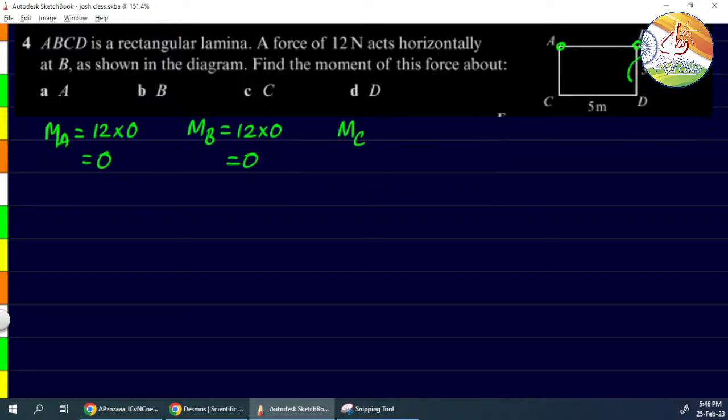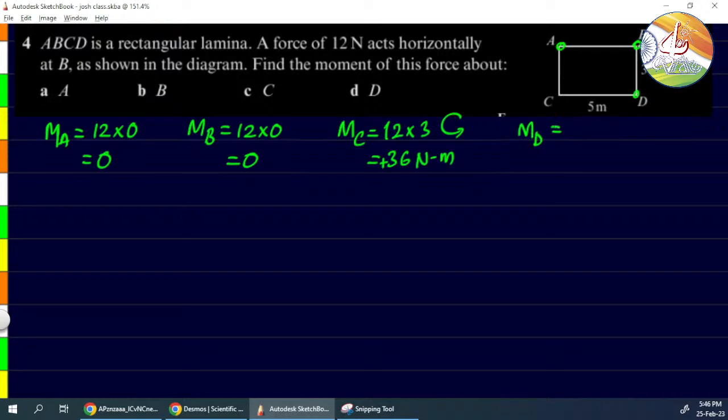So perpendicular distance here is 3. So 12 times 3. In which direction? Anti-clockwise direction. So it is positive. 12 times 3 is 36 Newton meter. And it is positive. And finally, moment about the point D.